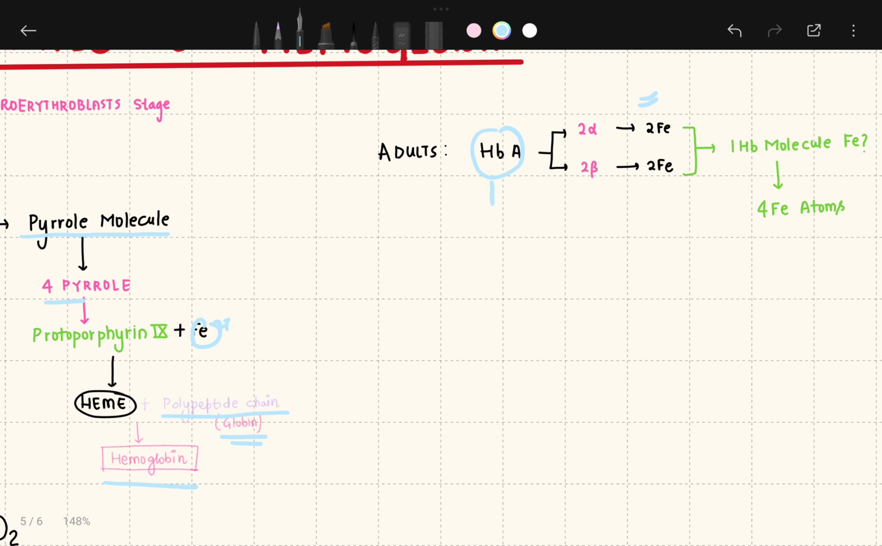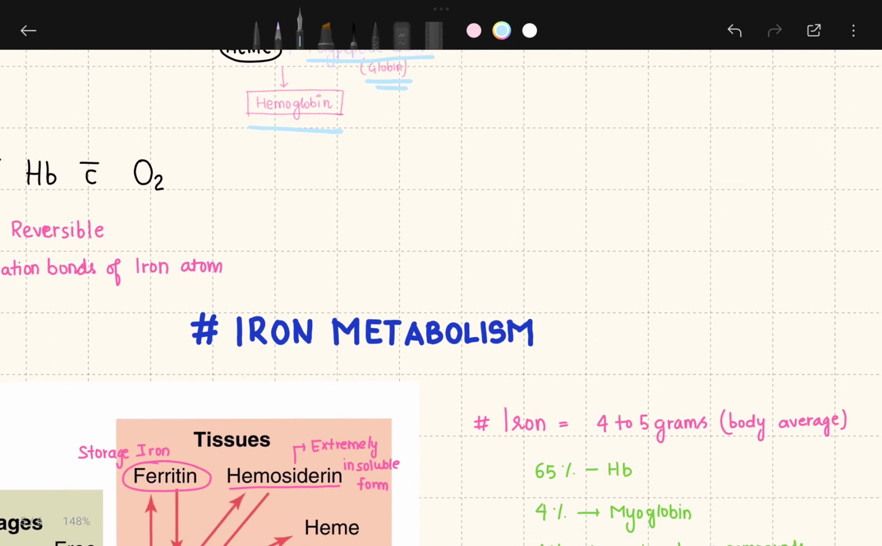Now, one question that is probably asked in the MCQs is how many iron molecules are present in one hemoglobin molecule. Most students write one iron molecule, but hemoglobin has two alpha chains and two beta chains, and each chain has one heme molecule. One heme molecule has one iron. It means in one hemoglobin molecule there are four iron atoms. Okay, four iron atoms are present in one molecule of hemoglobin.